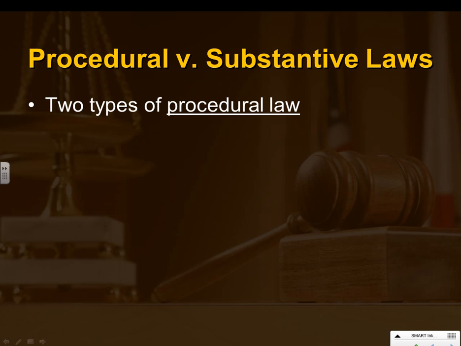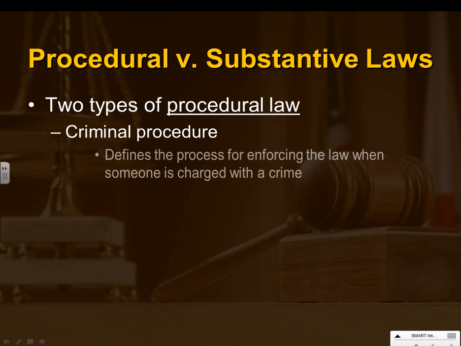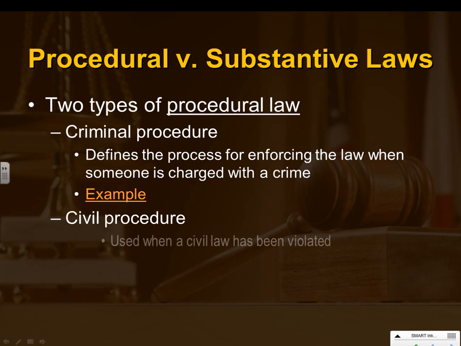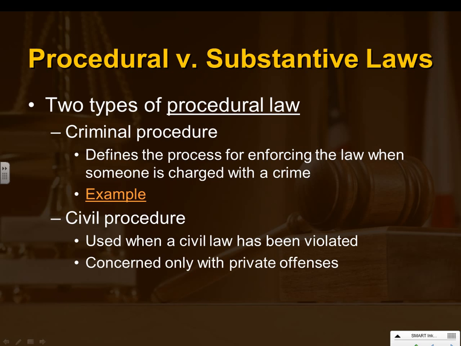There are two types of procedural law: civil procedure and criminal procedure. Criminal procedure defines the process of enforcing the law when someone is charged with a crime. Civil procedure is used when a civil law has been violated. Civil law is concerned only with private offenses, and police and public prosecutors generally do not involve themselves in civil offenses.